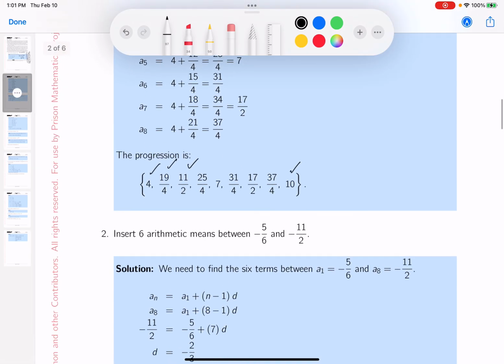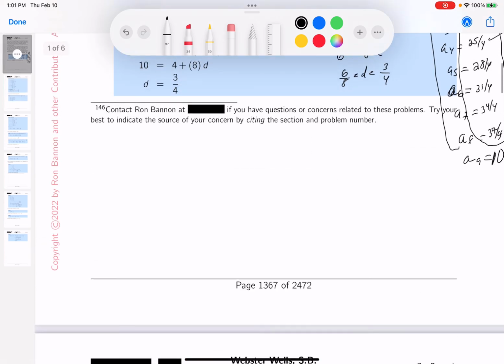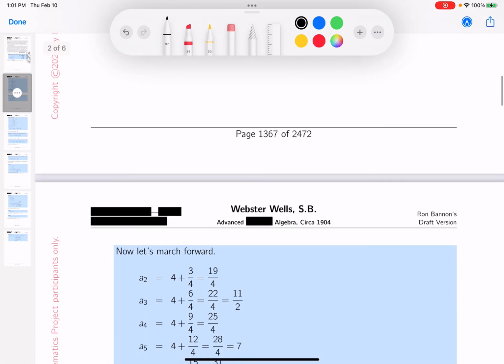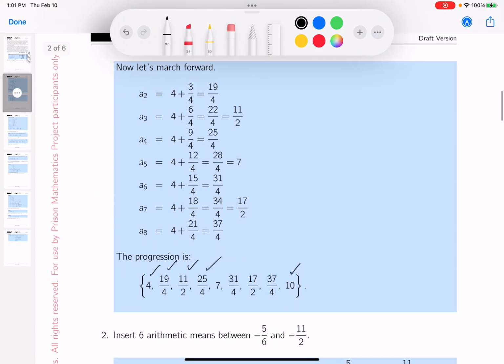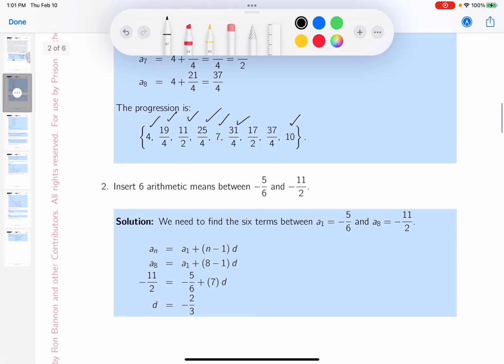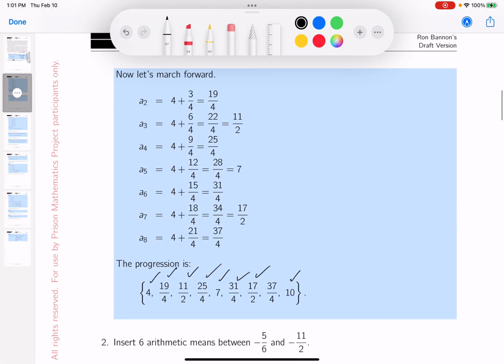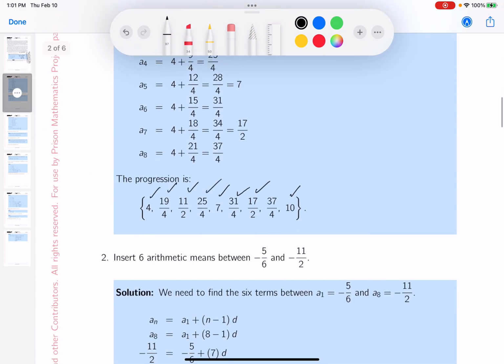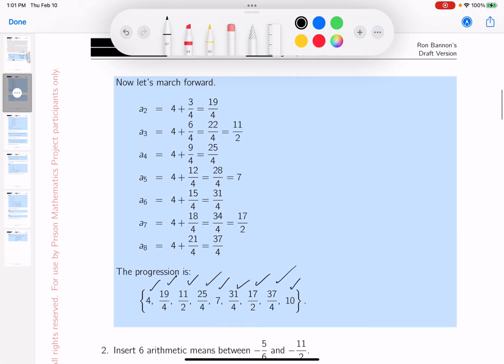25/4. Let's go to the next one. I know it's a lot of scrolling. 28/4 is 7. That's right here. 31/4, 34/4. Let's do that. 34/4 is 17/2. And last but not least, you got 37/4, and then you got 10. So things are working out okay.